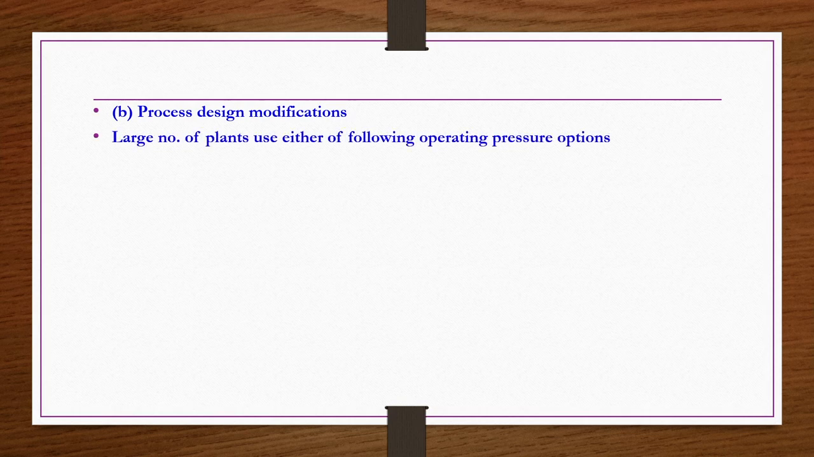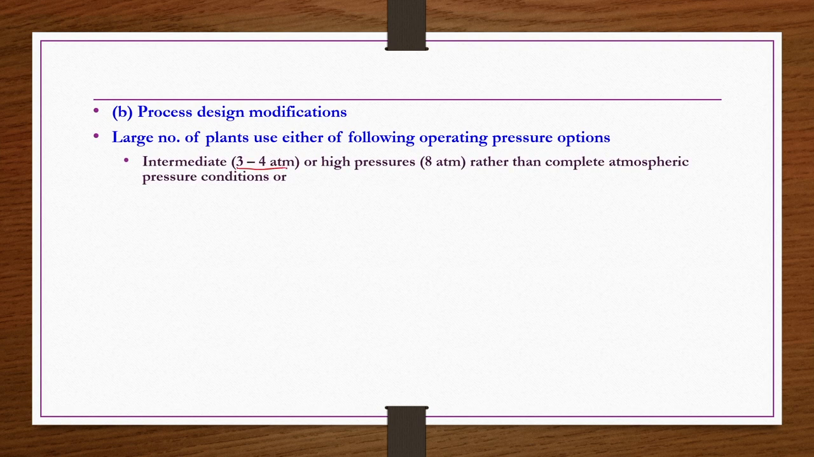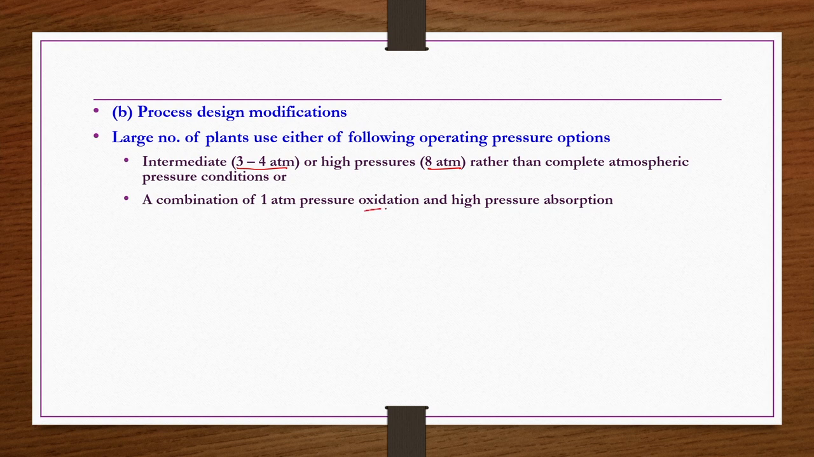We are not going into the details because the scope of the course is understanding the process, how it is occurring in a plant. Okay? A large number of plants use either of the following operating pressure options: intermediate, that is 3 to 4 atmosphere, or higher pressure, 8 atmosphere, rather than completely atmospheric pressure conditions. Some systems have a mixed arrangement, where oxidation can take place at atmospheric pressure, and absorption can take place at high pressure.